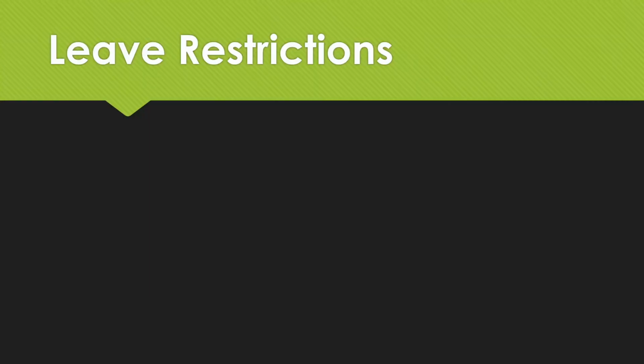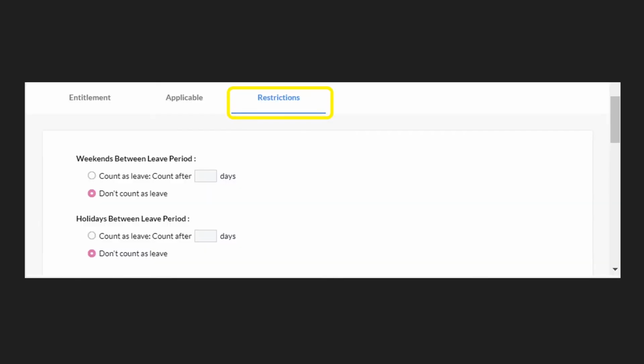Leave restrictions. Weekends in the leave period. Here you can set whether weekends during the leave period should be excluded or included. You can also give a value here. For example, if you give 5, then if the total leave period exceeds 5, the weekends in this period will be included.